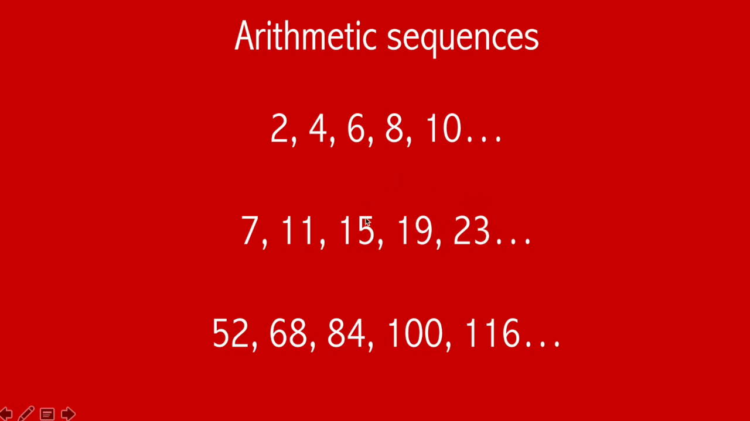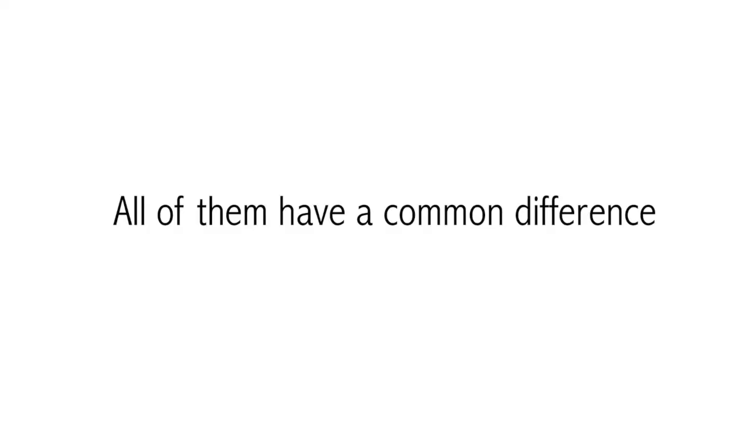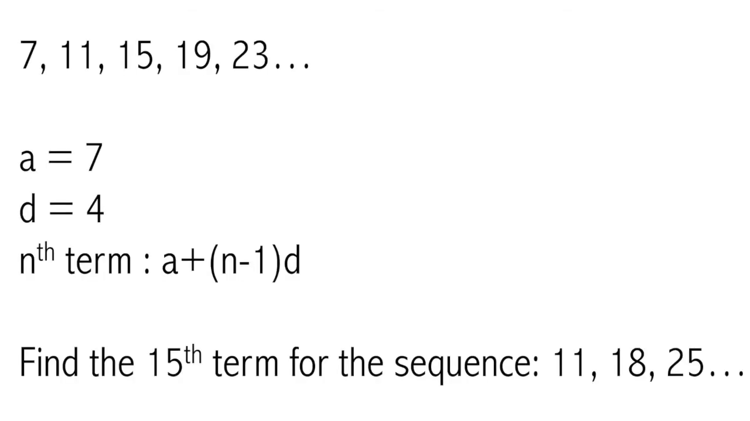They have a common difference of 2 between terms. Similarly here they have a common difference of 4 between terms. Similarly here, 116 minus 100 is 16, 100 minus 84 is 16, 84 minus 68 is 16, 68 minus 52 is 16. They have a common difference, and that is what defines an arithmetic sequence. If they have a common difference, it is an arithmetic sequence. So this is also an arithmetic sequence.